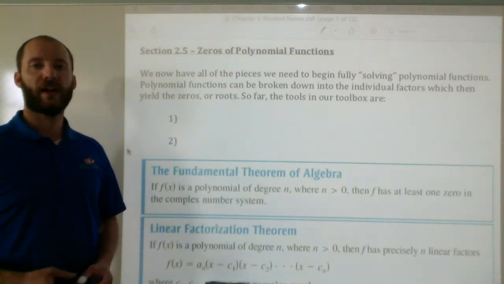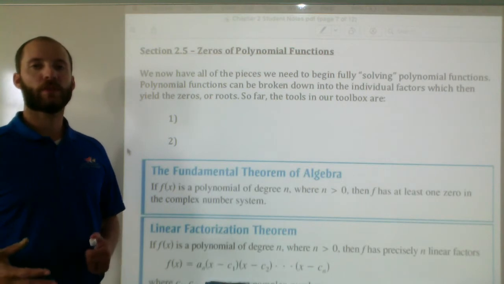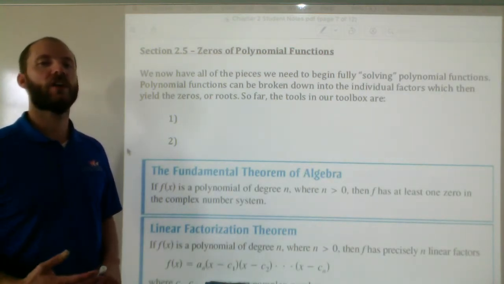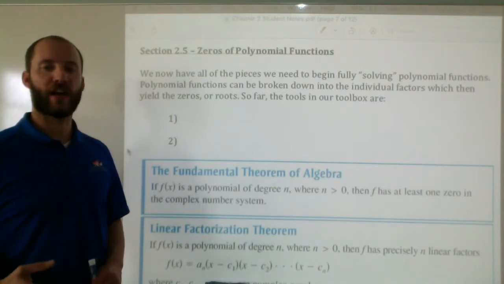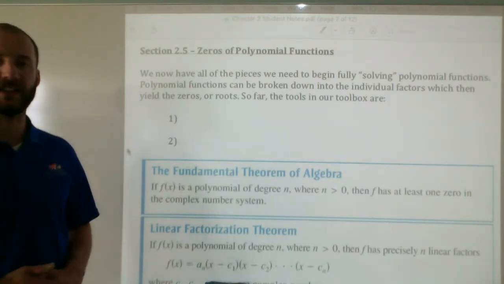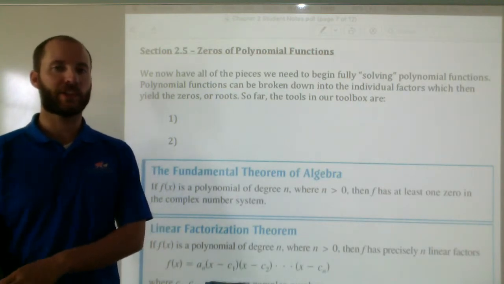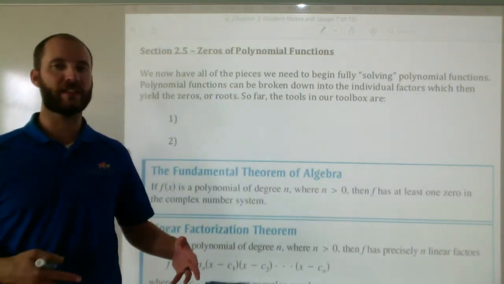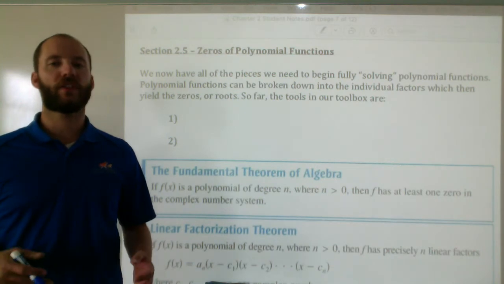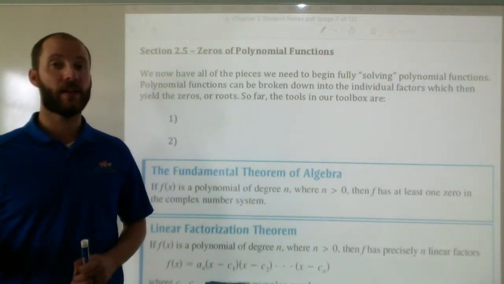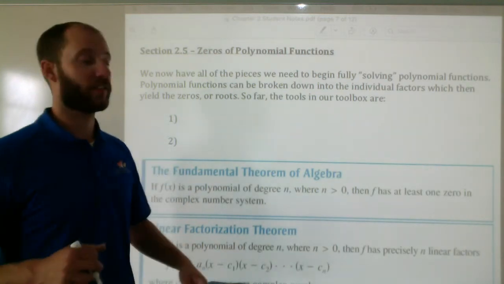Section 2.5, zeros of polynomial functions. What we're going to do is greatly expand our tool set to solve polynomial functions, find their zeros, find where they cross the x-axis. We're going to find the real zeros where it crosses the x-axis. We're also going to find the imaginary zeros that do not get represented by crossing the x-axis.